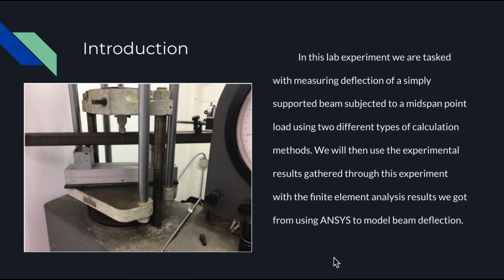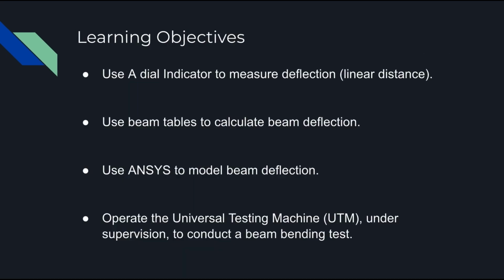Here's an introduction. In this lab experiment, we are tasked with measuring deflection of a simply supported beam subjected to a mid-span point load using two different types of calculation method. We will then compare the experimental results gathered through this experiment with the finite element analysis results we got from using ANSYS to model beam deflection.